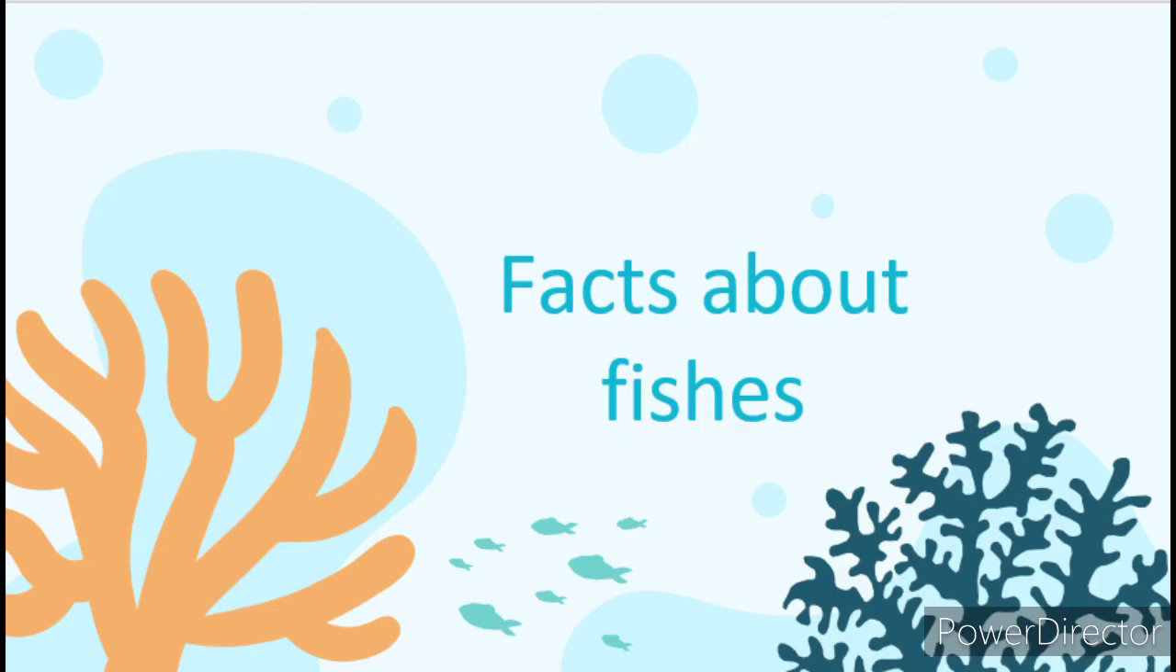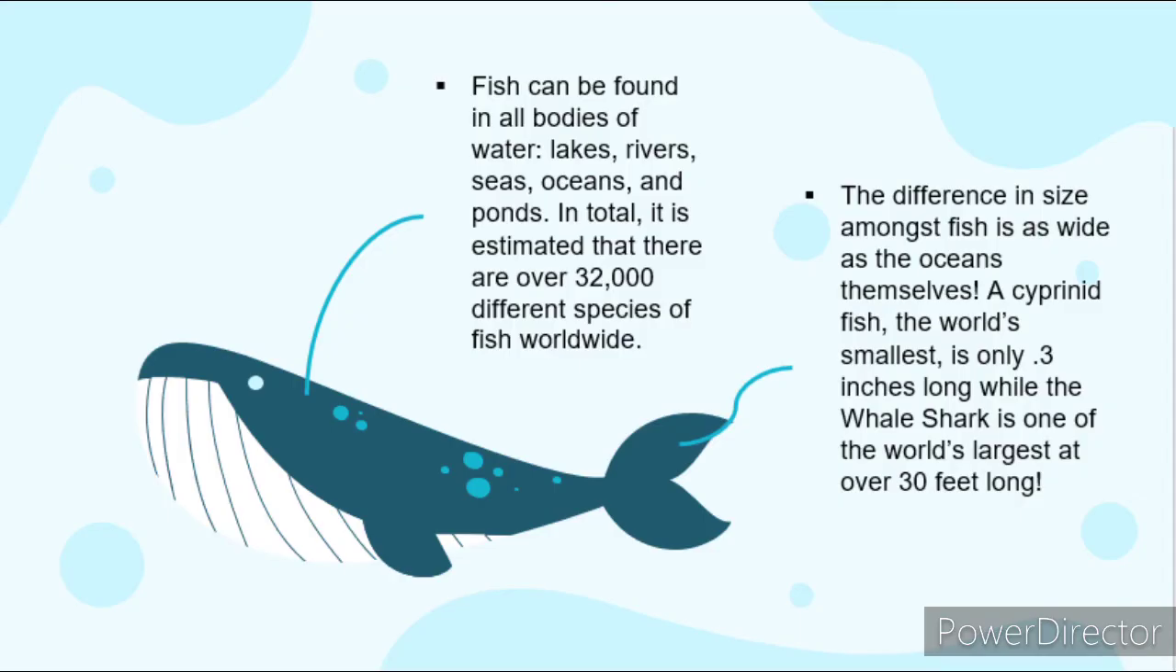Facts about fishes. Fish can be found in all bodies of water like lakes, rivers, seas, oceans, and ponds. In total, it is estimated that there are over 32,000 different species of fish worldwide. The difference in size amongst fish is as wide as the oceans themselves. A cyprinid fish, the world's smallest fish, is only 0.3 inches long, while the whale shark is one of the world's largest fish at over 30 feet long.